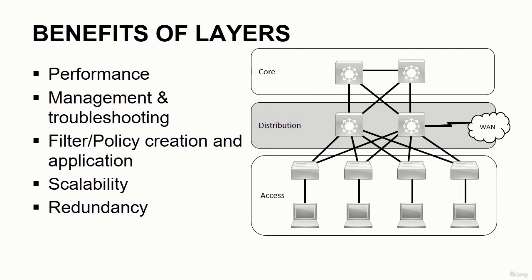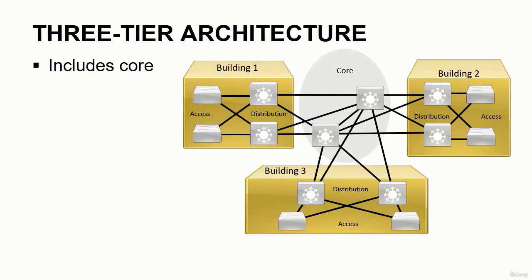How these three architectural layers are actually built into the network design depends on the network requirements and the budget constraints of an organization. So let's take a look at our two most basic types of network architectural design. We'll start with the three-tier architecture. In a network built with the three-tier architecture, all three layers of the hierarchy are present.